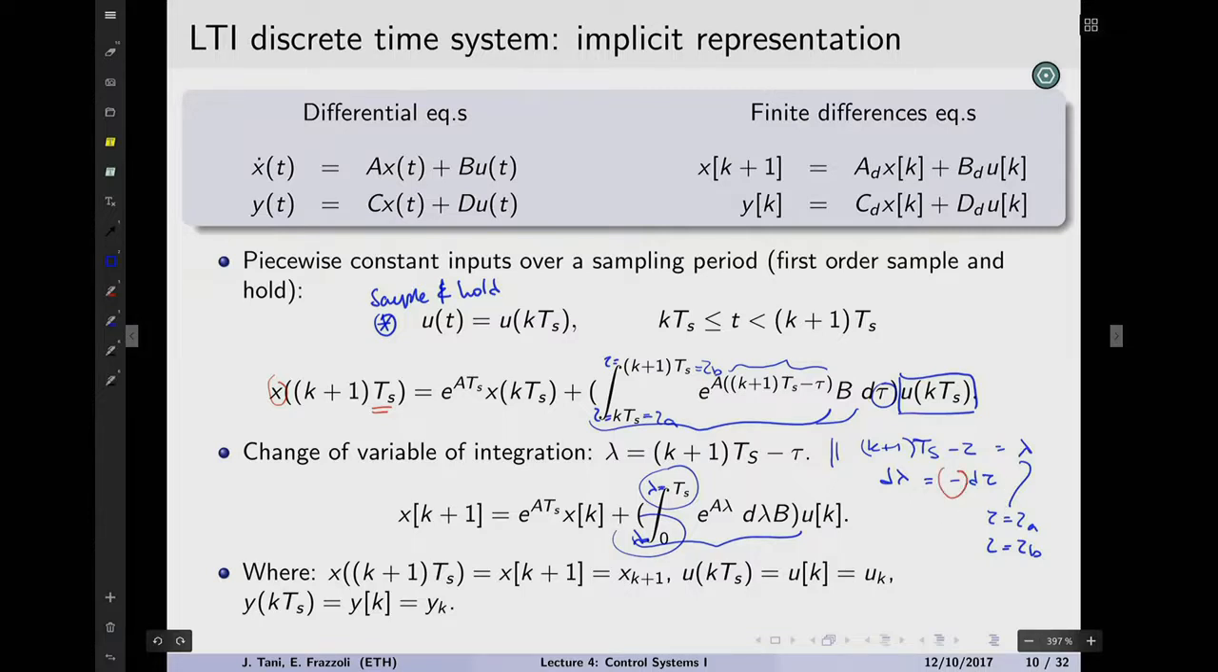Good question. When you actually do this change of the extremes, let's do it. If we plug in tau equals k Ts, we get (k plus 1) Ts minus k Ts, which is equal to Ts. So this here, expressed in lambda, is Ts. If we do the same thing above, expressed in lambda, this is 0. So the extremes of the integral have flipped over, and if we reflip them, that's an extra minus that compensates with the minus of the d lambda. Okay? So what was I saying?